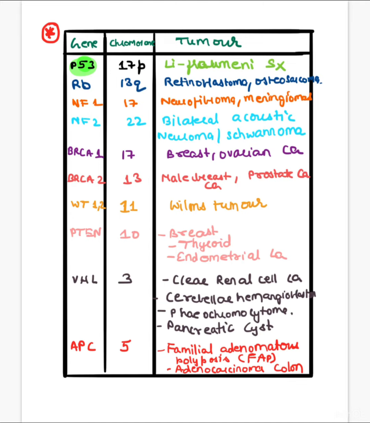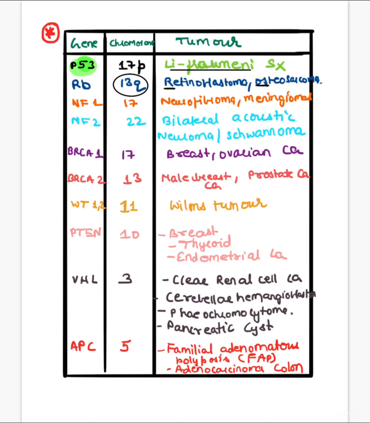know. First of all, P53. This P53 is located on chromosome 17p13, and this is mutated in your Li-Fraumeni syndrome. Again, very important, guys. Then coming to your retinoblastoma gene, that is located on 13q14, and this is found in retinoblastoma or osteosarcoma.